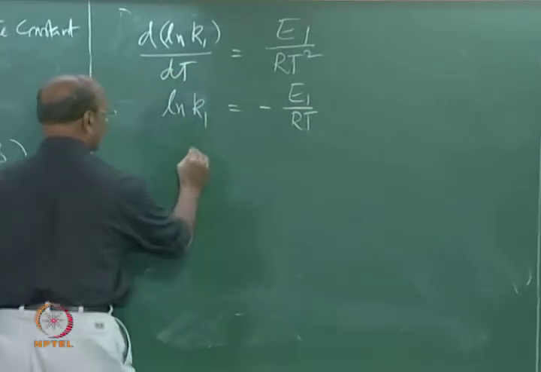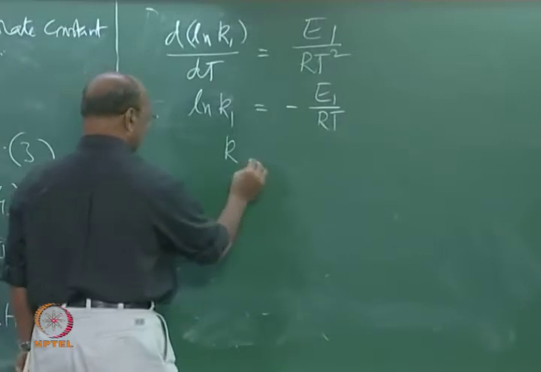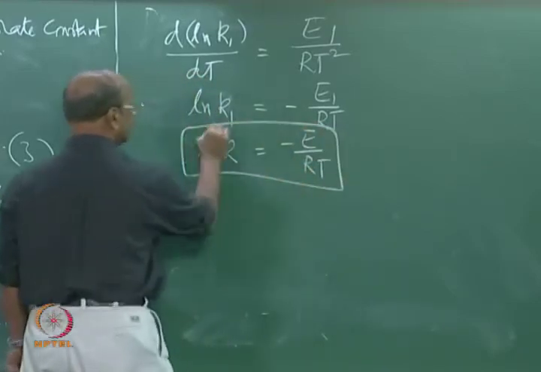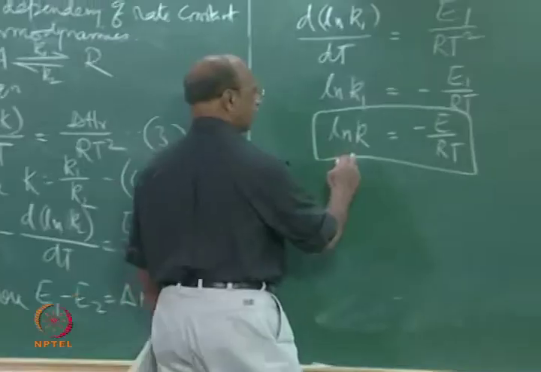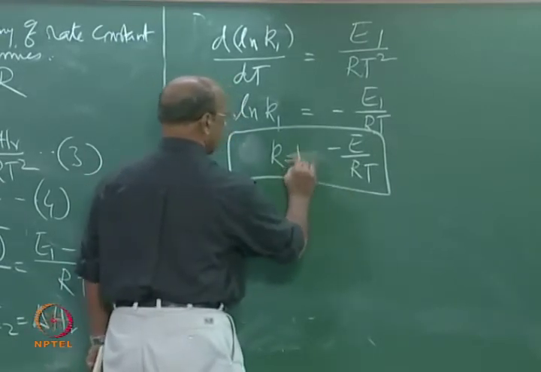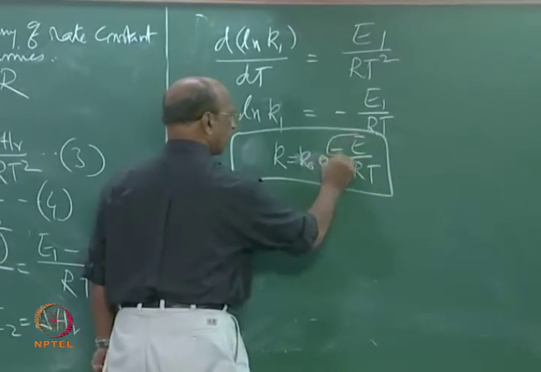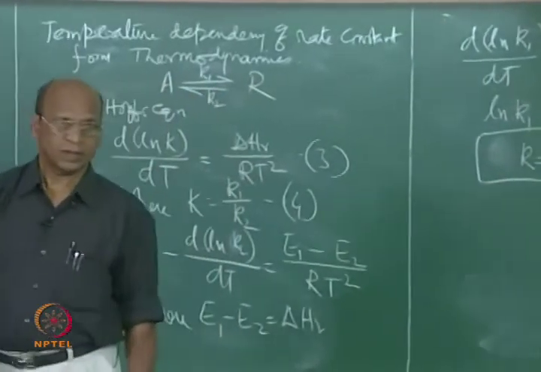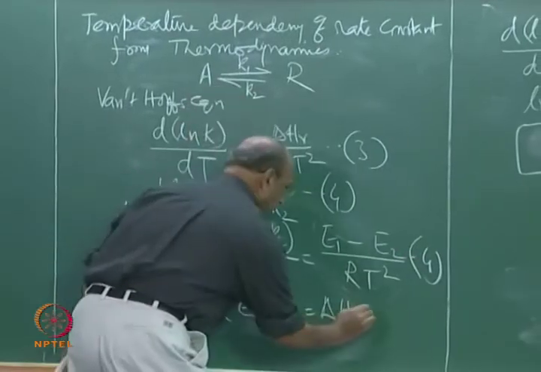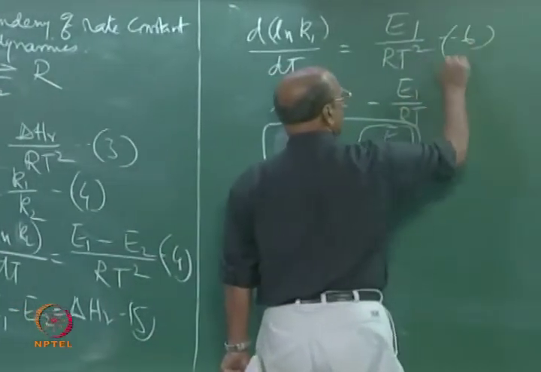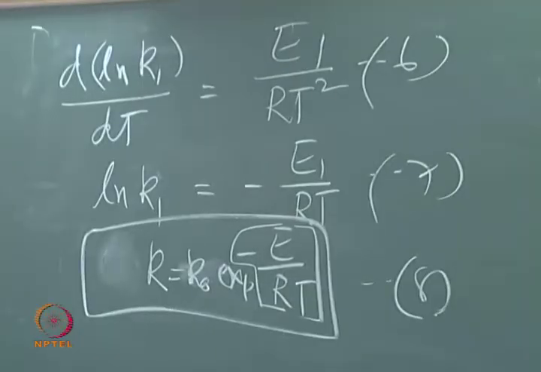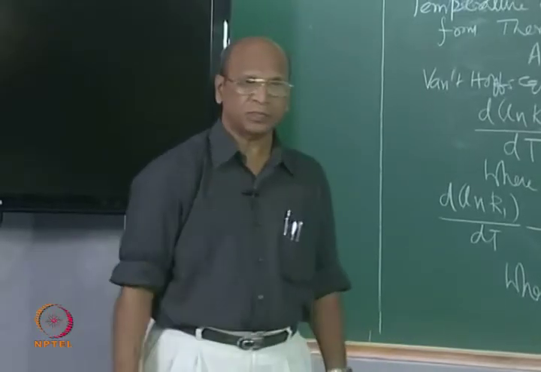So this is one of the forms. So, ln k is minus E by RT, instead of just writing E1 and k1 like that. Yeah. So with the integration constant, I will write k equal to k naught into exponential, that is the integration constant, we should not forget. Yeah. So numbers, if I give, this is 4, this is 5, 6, okay, 7, 8.